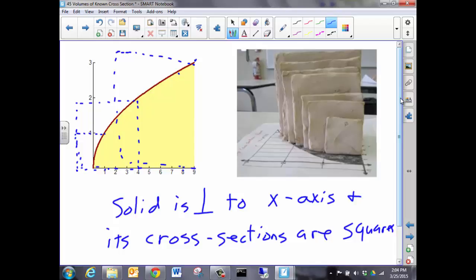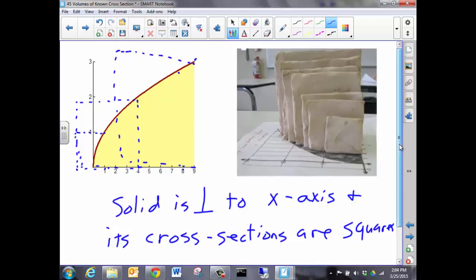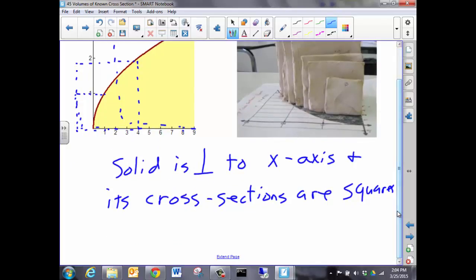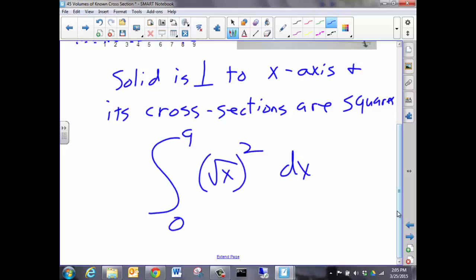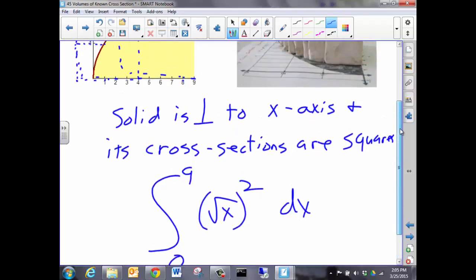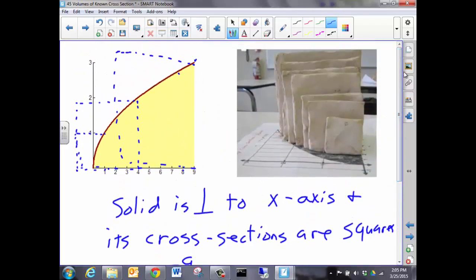Okay. I kind of know what you're saying, but it's very hard to see. All right, let me write down what the integral is, and let's see if that helps any. You're going to go from 0 to 9 dx, since we're perpendicular to the x. Our formula was the square root of x squared. Okay. This function here is y equals the square root of x. I would have to tell you that, okay? I did not write it down. I did not prepare well for class today.